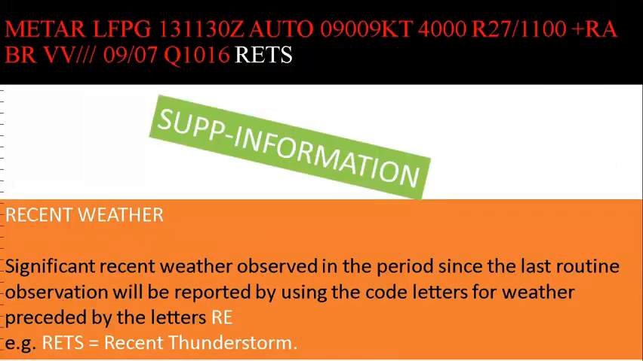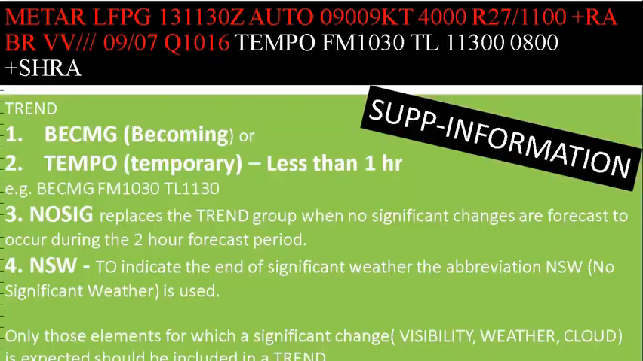Now we will discuss some supplementary information. First, recent weather. Significant recent weather observed in the period since the last routine observation will be reported by using the code letters for weather preceded by the letters RE. RE stands for recent. So if we have observed a thunderstorm, we will write RETS. It means recent thunderstorm.